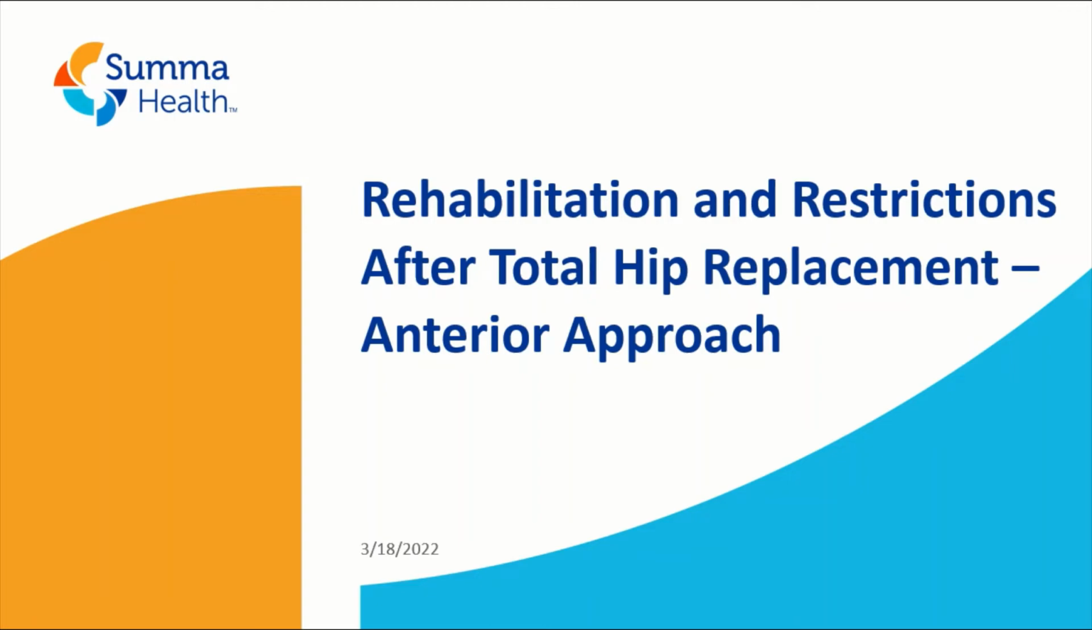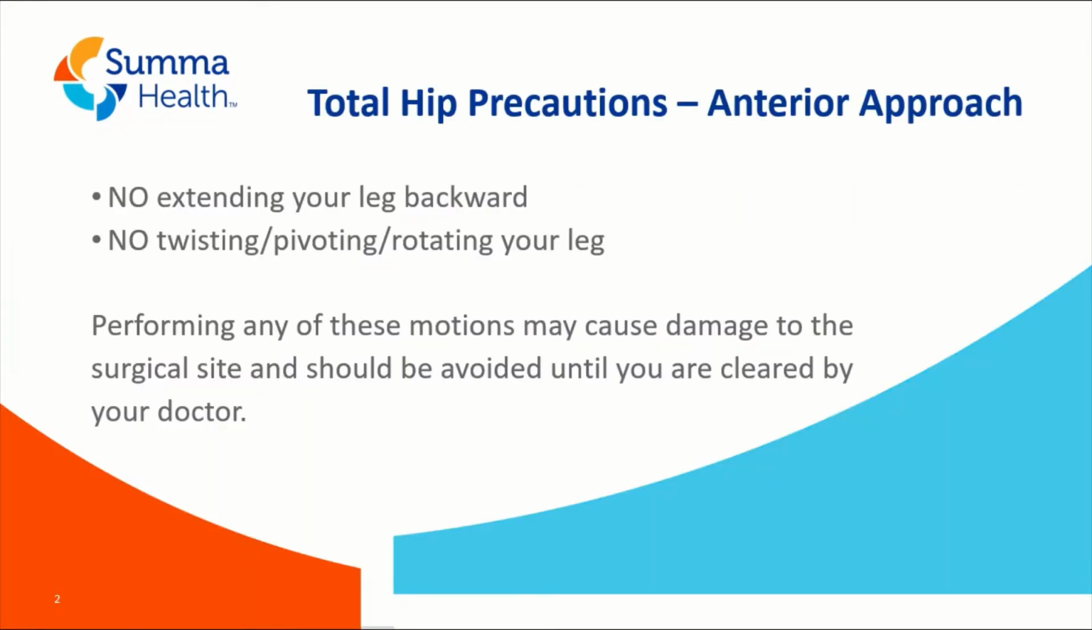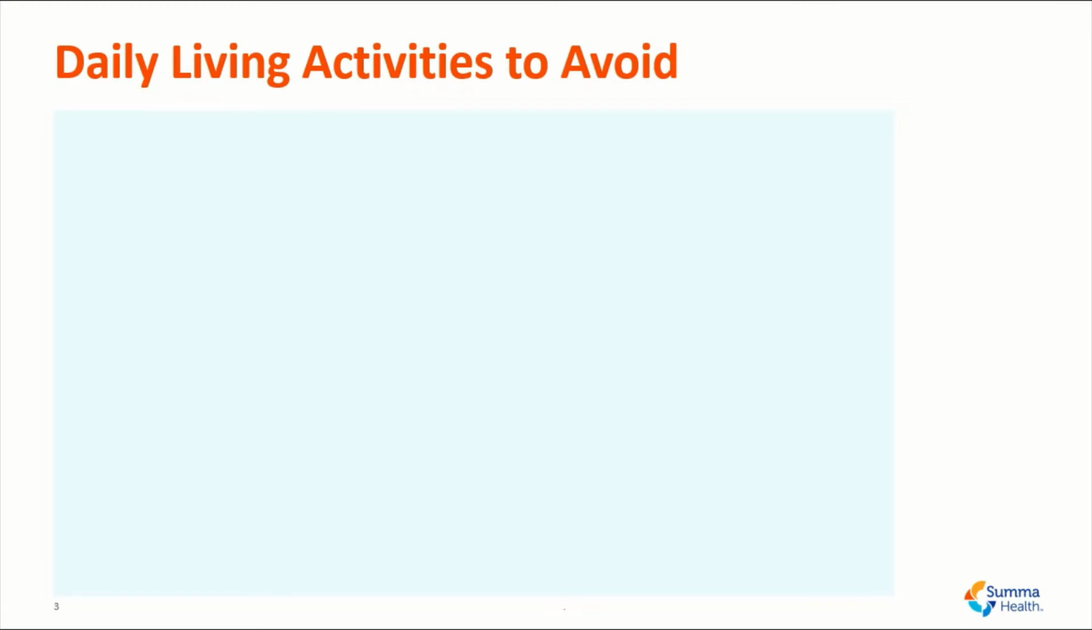The following video goes over the rehabilitation and restrictions after a total hip replacement using an anterior approach. Total hip precautions from an anterior approach include no extending your leg backward and no twisting, pivoting, or rotating your leg. Performing any of these motions may cause damage to the surgical site and should be avoided until you are cleared by your doctor. The following video goes over daily living activities to avoid after your hip replacement with the anterior approach.